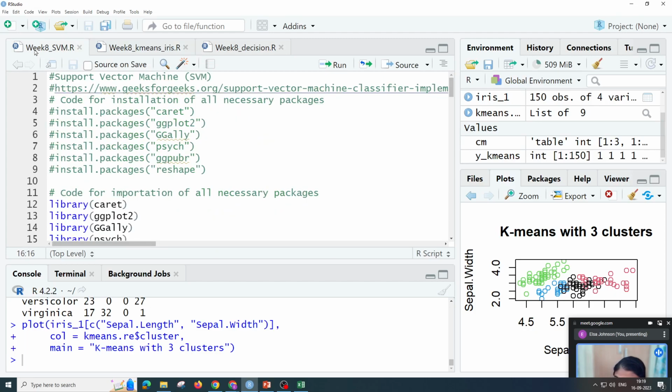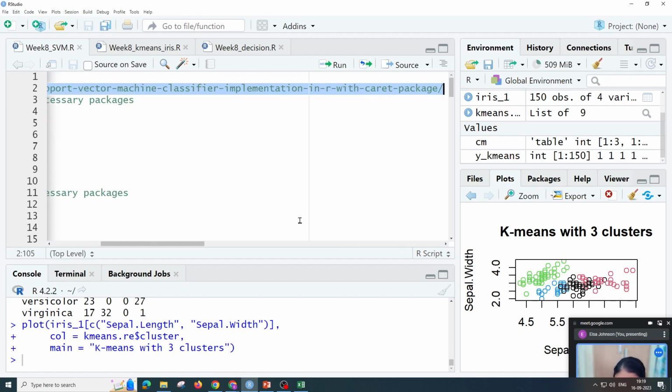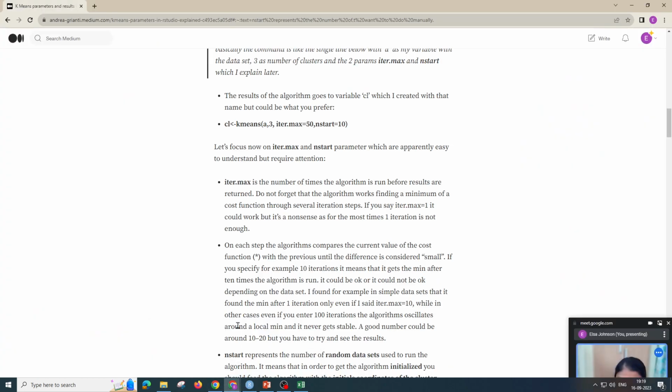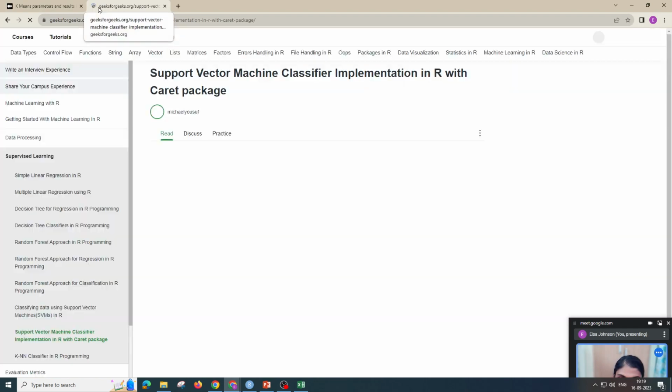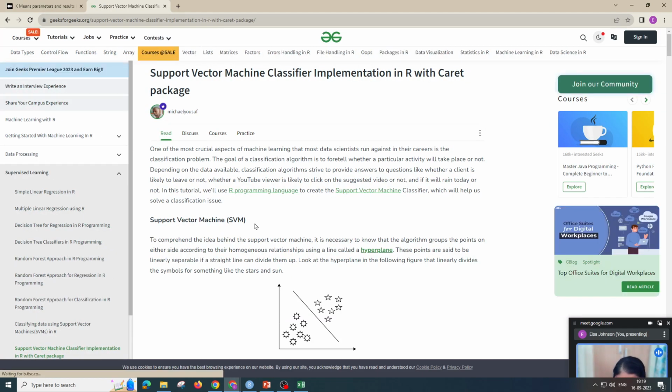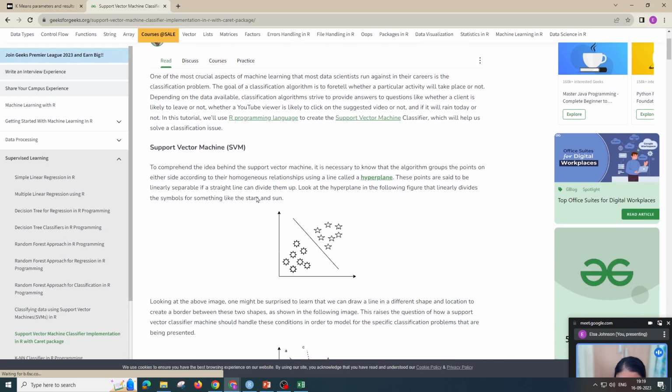All right, last class I talked about support vector machine, so again we will just see how the algorithm is. With a support vector machine, the basic idea is that you will be having groups, with the points on either side according to a homogeneous relationship, and we'll be grouping them using a line known as a hyperplane. Last class also we have seen this. So these sets of points can be easily demarcated with the help of a hyperplane.